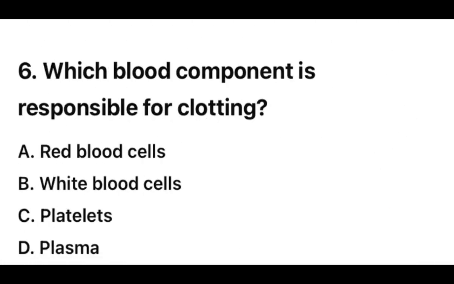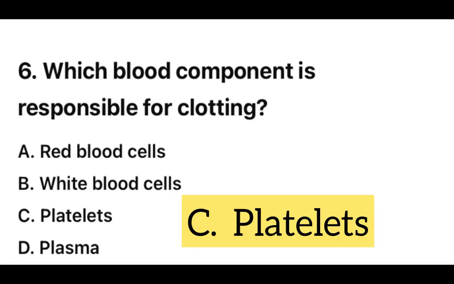Question 6 says, which blood component is responsible for clotting? A, red blood cells. B, white blood cells. C, platelets. And D, plasma. The correct answer is platelets. Platelets are also called thrombocytes. They are small fragments of cells that play a key role in blood clotting.